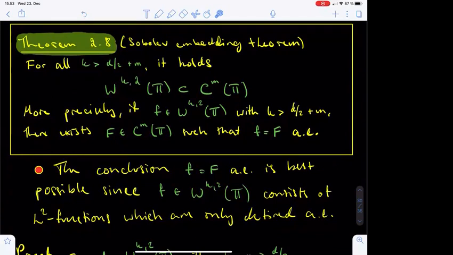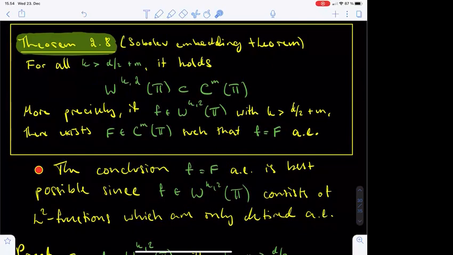This is done via the following Sobolev embedding theorem, which states that high-order Sobolev regularity implies classical regularity of somewhat lower order. For example, infinite-order Sobolev regularity implies infinite-order classical regularity. The Sobolev embedding theorem is Theorem 2.8 in the lecture notes. It involves two natural numbers k and m, and we assume that k is strictly bigger than the ambient dimension d divided by 2 plus m.